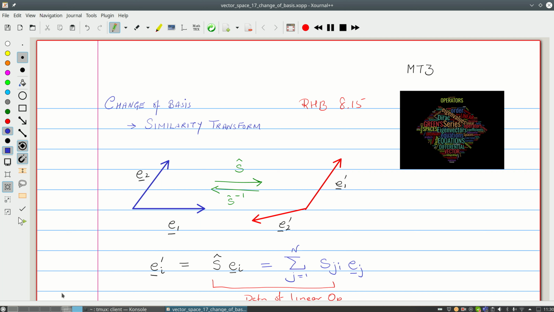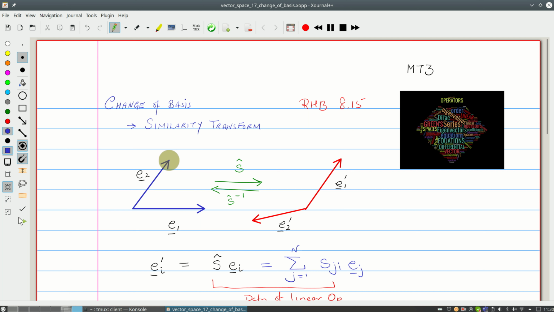In this recording tutorial, we will look at what happens when you change a basis in a vector space. And this leads to a concept called the Similarity Transform. Now, you will find this discussed in Riley, Hobson and Bence's 8.15. But I will be giving you a few more details which are not explained clearly enough in that particular section.